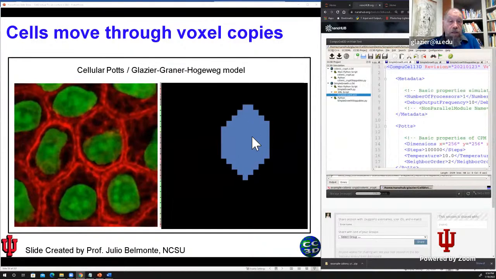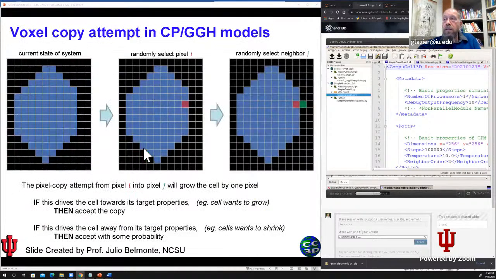Here's our simulated cell, which occupies this region of the lattice. And now we're going to say that we're going to pick randomly a pixel in that cell, this red pixel, and we're going to imagine that this cell is trying to move into this neighboring site. The membrane of the cell is going to try to protrude out a little bit. And this is called a pixel copy. And its result would be that the cell would gain 1 unit of volume and the neighboring cell would lose 1 unit of volume.